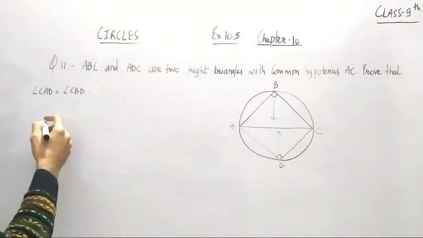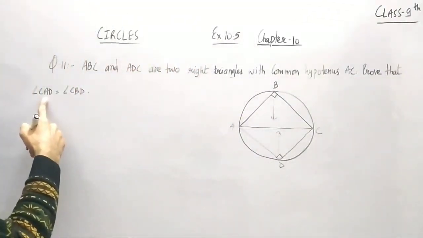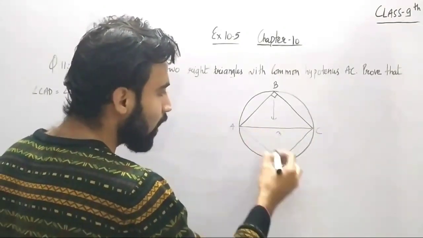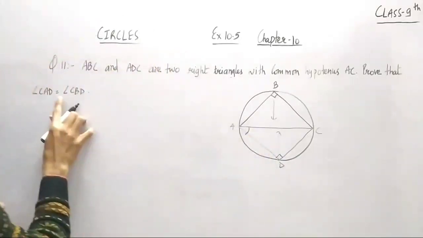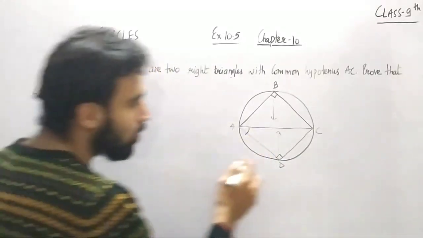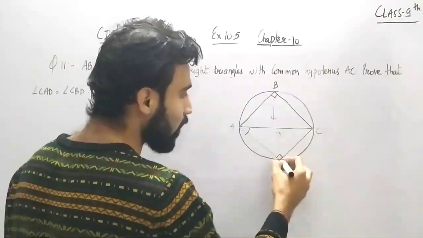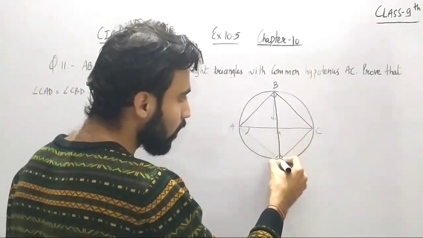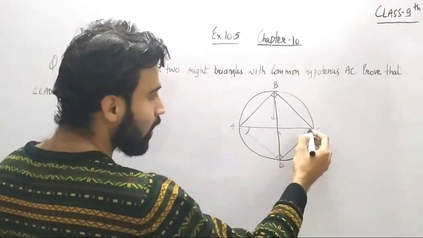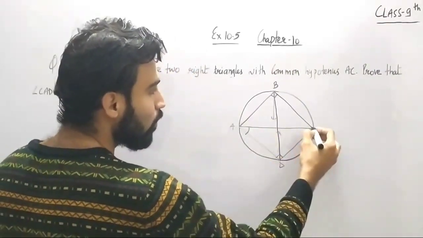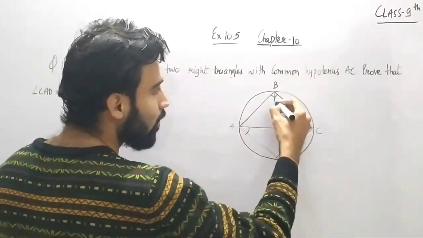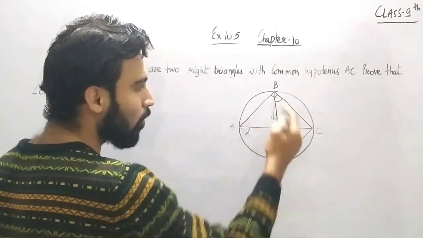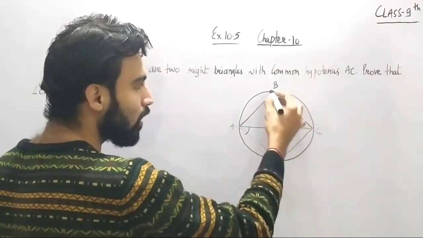So let me just tell you what we have to prove in this question: that angle CAD, let me just check, so angle CAD, that means this angle, is equal to angle CBD. So how will CBD be formed? When I join this BD, right? Like this. Now you can see angle CAD is equal to CBD. So in this, I have to prove this angle equal to this angle. That means CAD is equal to CBD, right?